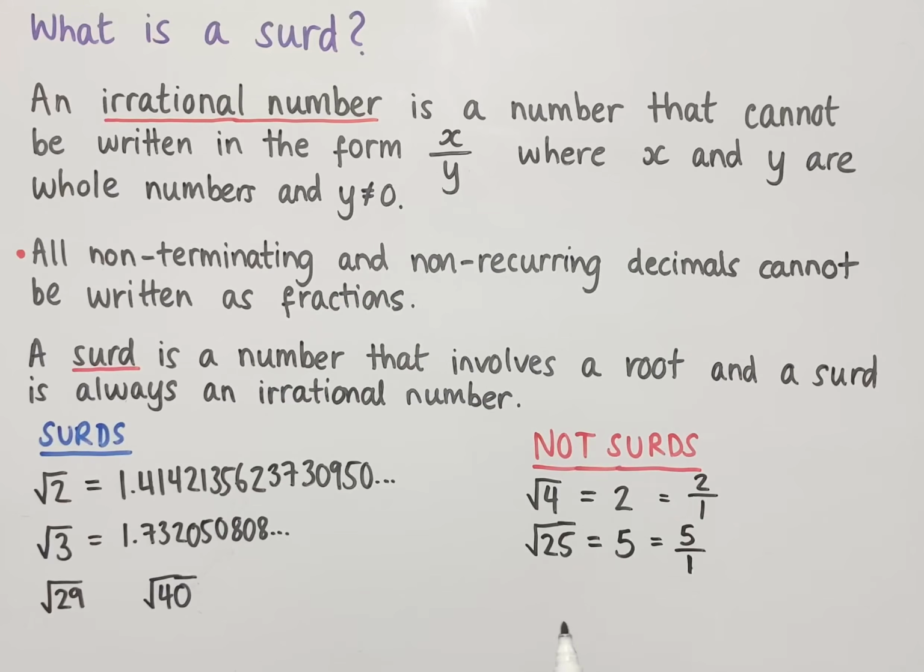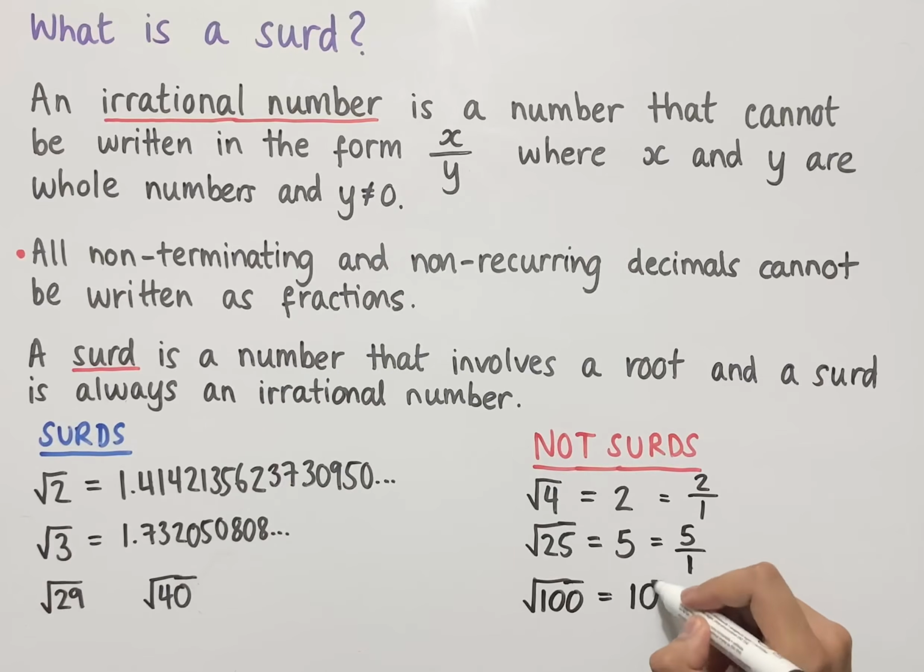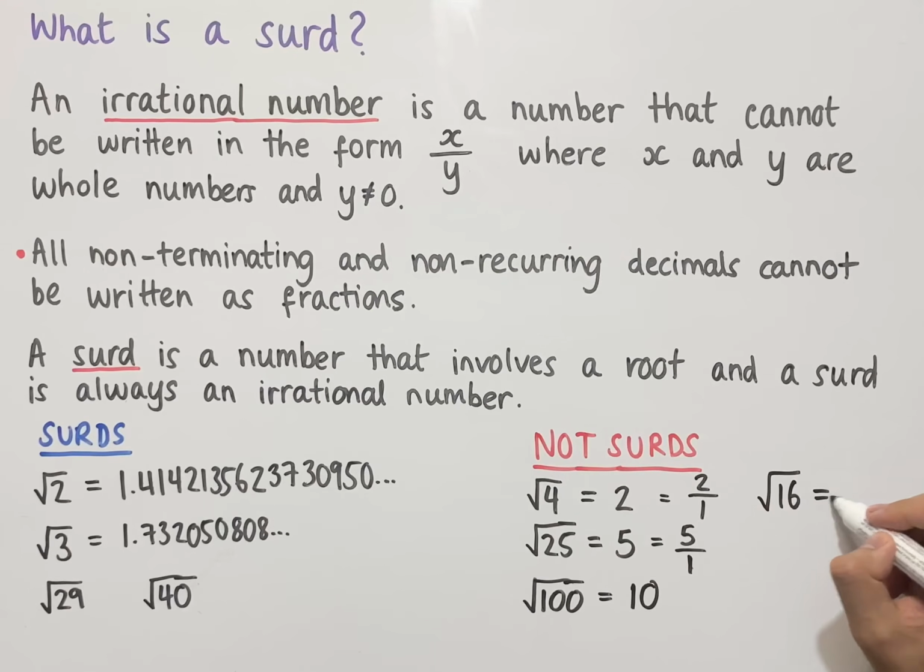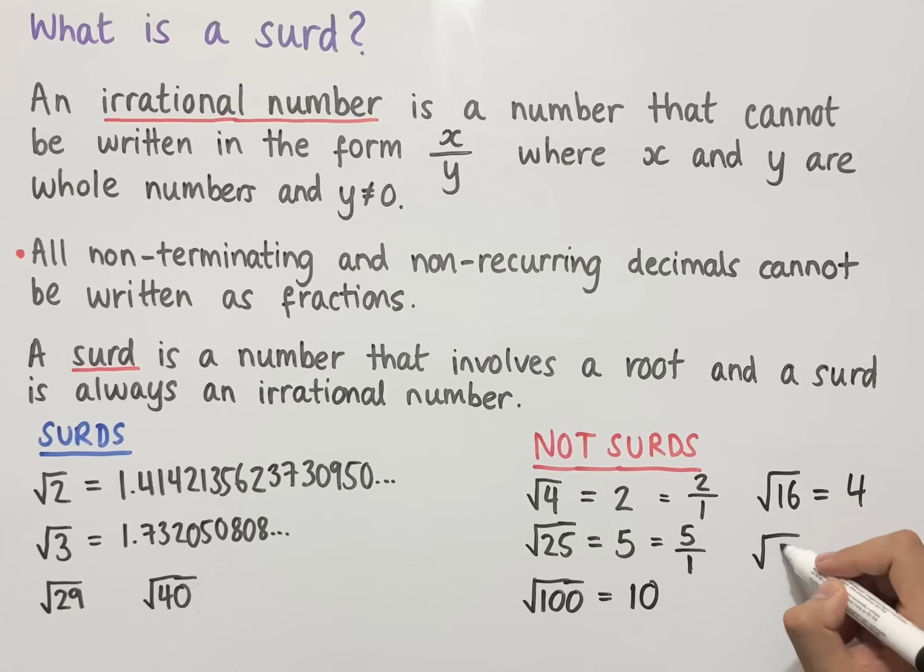And so in summary, the square root of any perfect square will always result in a whole number, and so therefore the square root of that perfect square will not be a surd. For instance, the square root of 100 is equal to 10. The square root of 16, which is a perfect square, is equal to 4. The square root of 81 is equal to 9, and so on.